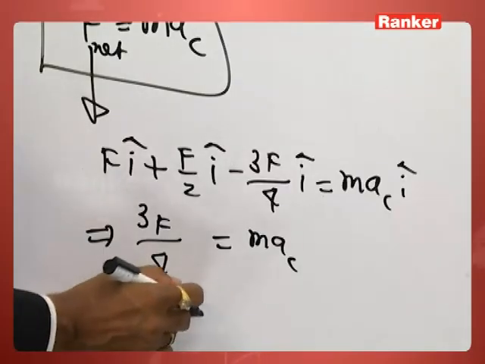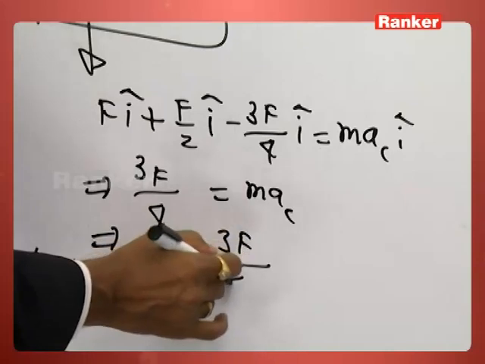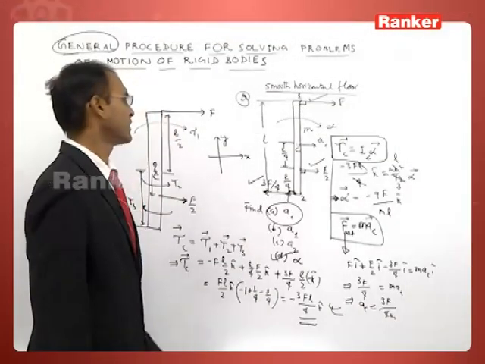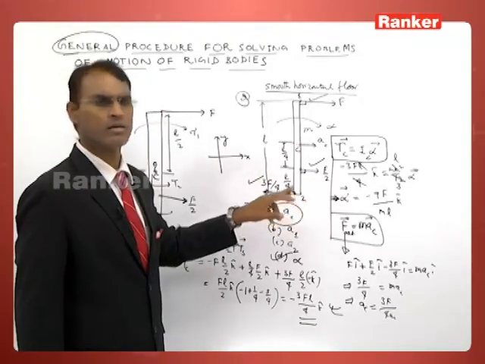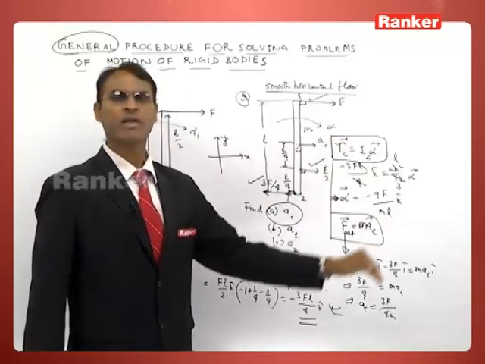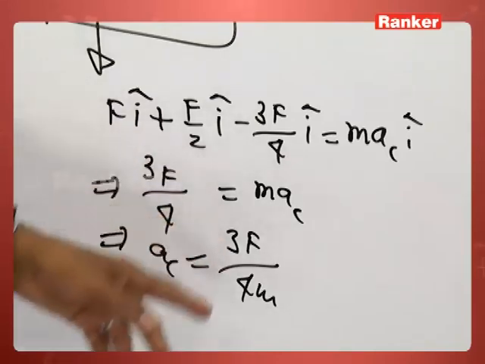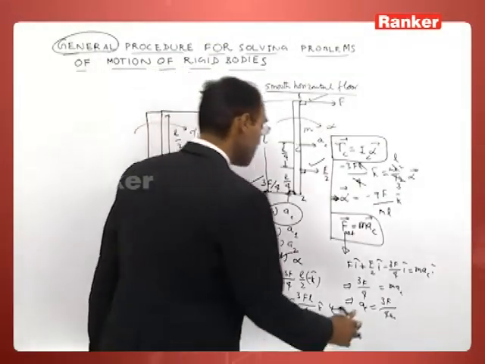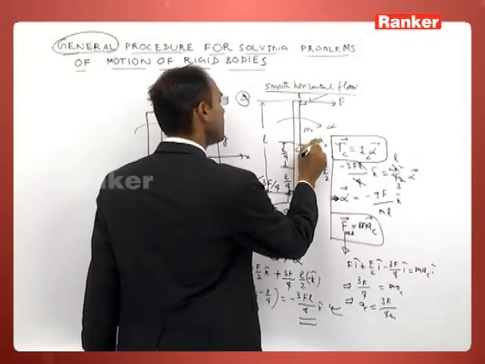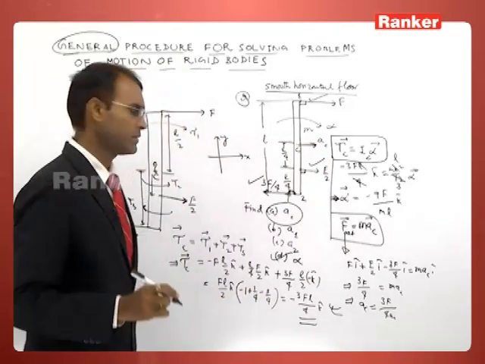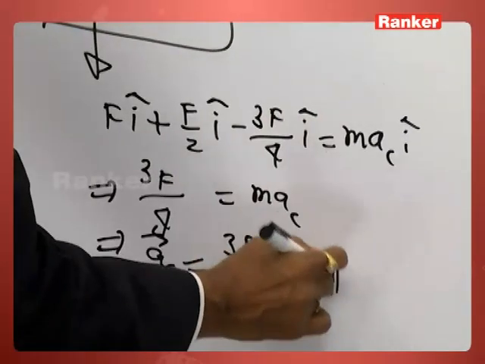You are getting AC, the acceleration of the rod center of mass, is equal to 3F by 4m. So the net force is F plus F by 2, 3F by 2, minus 3F by 4. That's equal to 3F by 4 in positive x direction. Divided by the mass of the rod, that is m, it will give us the center of mass acceleration, and we are getting a positive result. This means that our assumed direction of the center of mass acceleration is absolutely correct. Or vectorially we can write AC equals 3F by 4m i cap, answer.